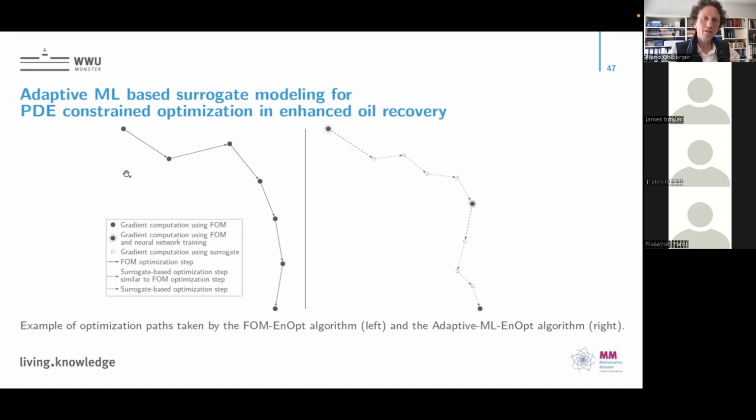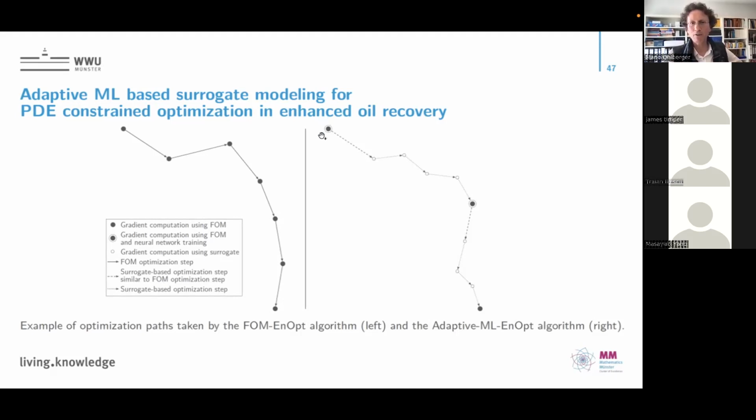And what we do here, so this would be the classical optimization loop, where in each of these points, you call in each point like 10 or 40 times the underlying full order model, and then you compute the gradient, and then you do the next step. Instead, we compute with a full order model one gradient, and this already involves a number of full order model solves, and they are used to train the neural network that does this mapping from parameter to the goal, to the objective function directly.